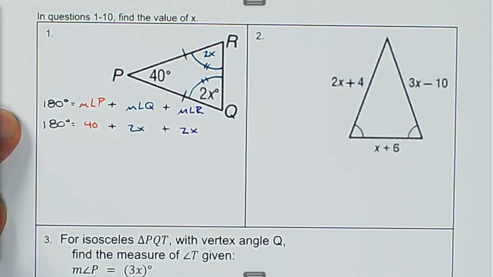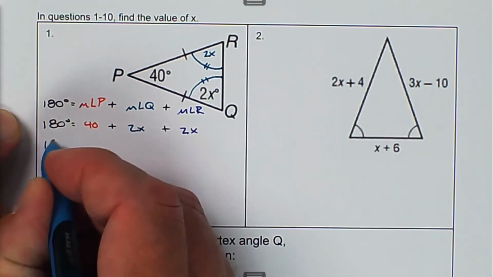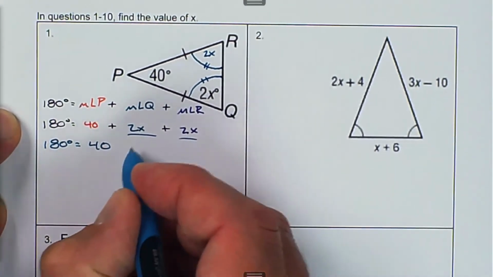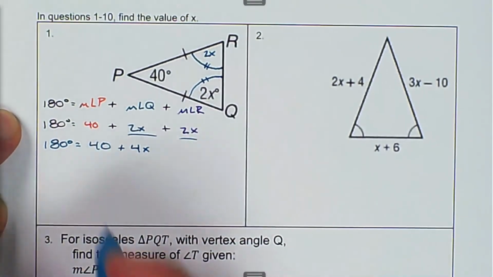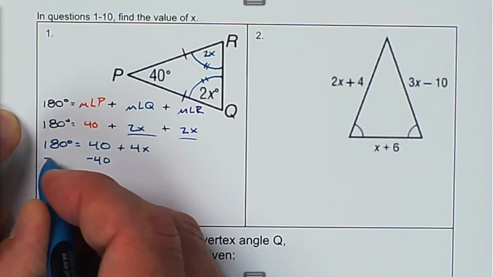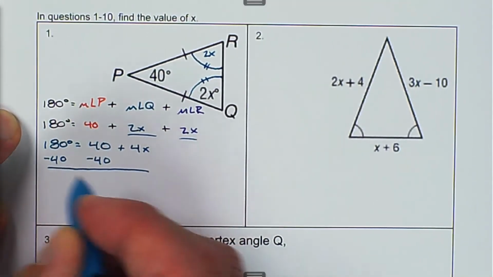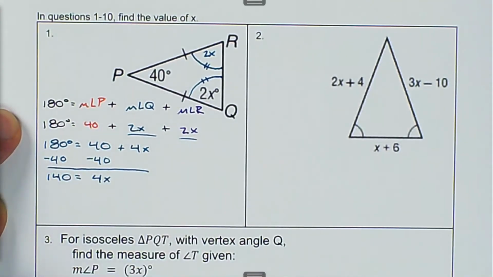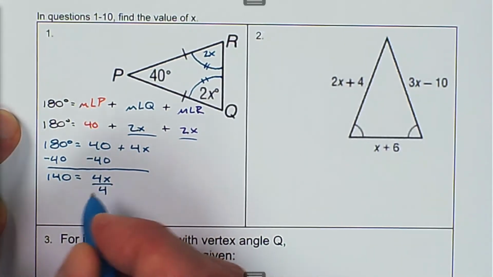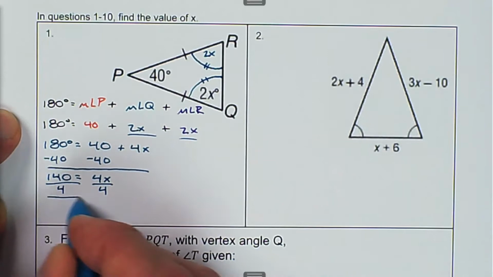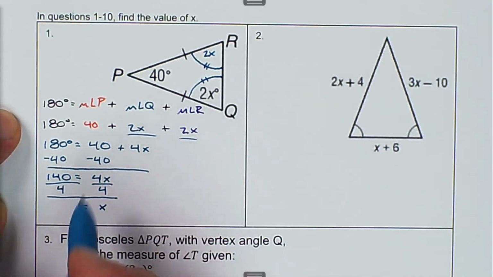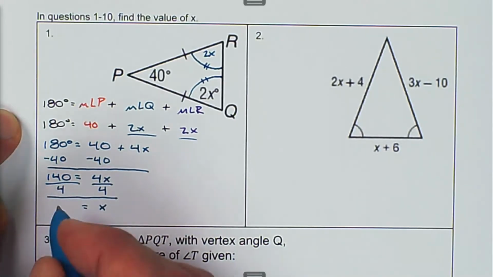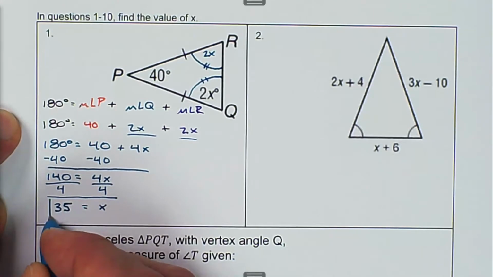And now we can work to combine like terms. So 180 is equal to 40 plus 2x and 2x, that's equal to 4x. We can subtract 40 from both sides of the equal sign, and we get 140 is equal to 4x. And then we can divide by 4. 140 divided by 4 is 35. So x is equal to 35.